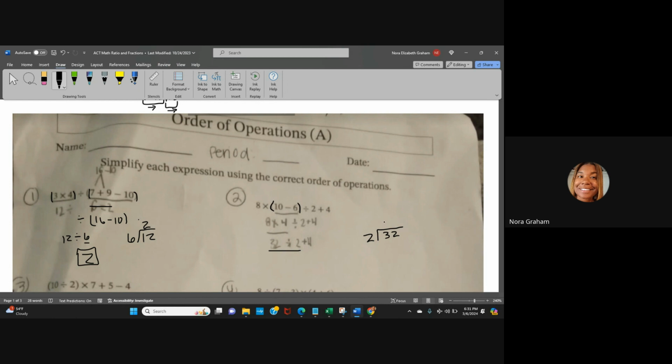Quick long division. 2 goes into 3 once, then subtract. I'm going to get 1. I drop my 2 down. I notice that 2 can go into 12: 2, 4, 6, 8, 10, 12. That gives me 6. So 32 divided by 2 is going to get me 16. And then plus 4. 16 plus 4: 17, 18, 19, 20. That's going to give me 20. Answer for number 2 is 20.